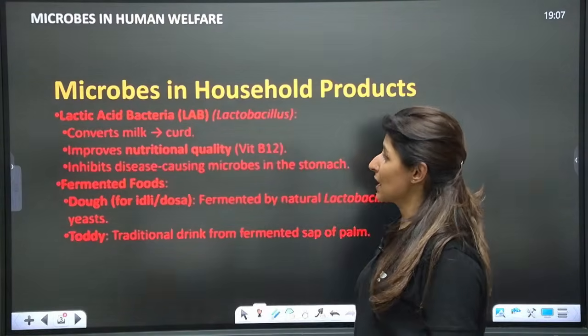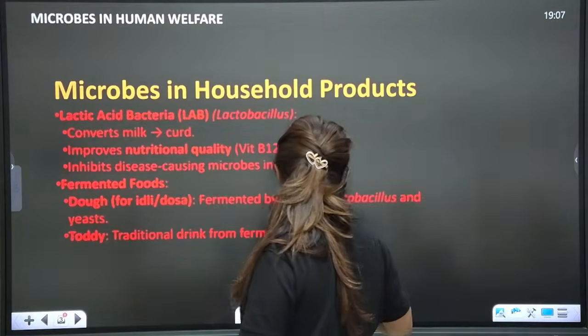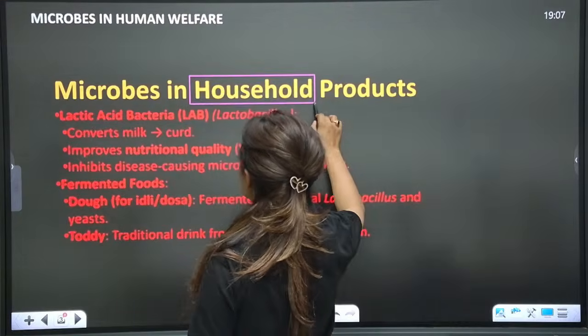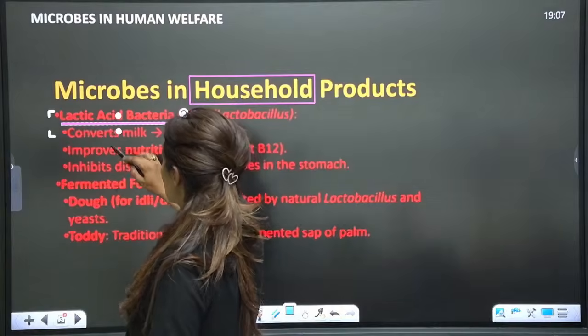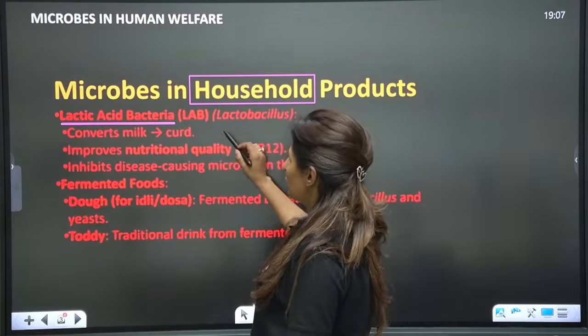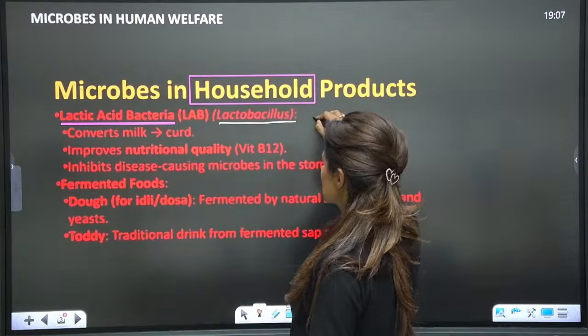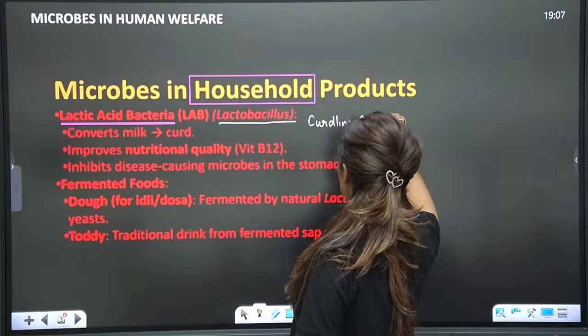All right, guys. Starting with this chapter, first of all, microbes in household products. Which ones are used in household? First of all, lactic acid bacteria is used in converting milk into curd. And which one? That is Lactobacillus. This process is known as curdling of milk.